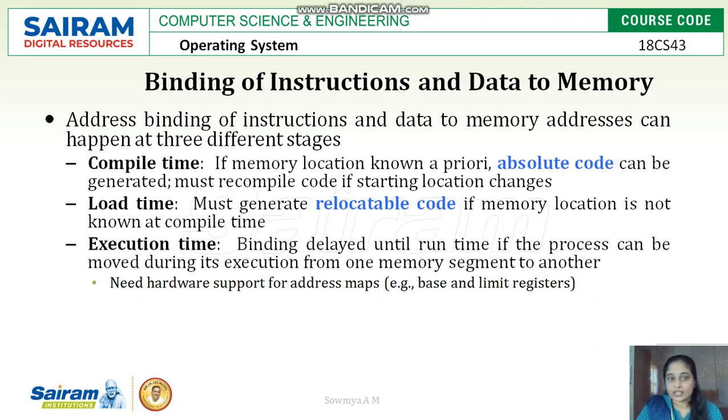Second is load time, where it generates relocatable code. Instead of absolute code, it uses a memory location which is not fixed at compile time. It will take relative code. Next one is execution time or run time.